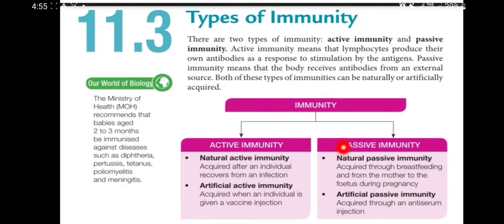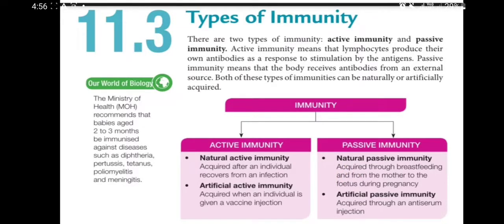So itu yang kamu kena ingat. Active immunity, badan kita sendiri yang menghasilkan antibody. Passive immunity adalah we receive antibody from external source. Okay? Active immunity terbahagi lagi kepada dua, iaitu natural active immunity dengan artificial active immunity. Begitu juga dengan passive immunity, bahagi kepada dua, iaitu natural passive immunity dengan artificial passive immunity.